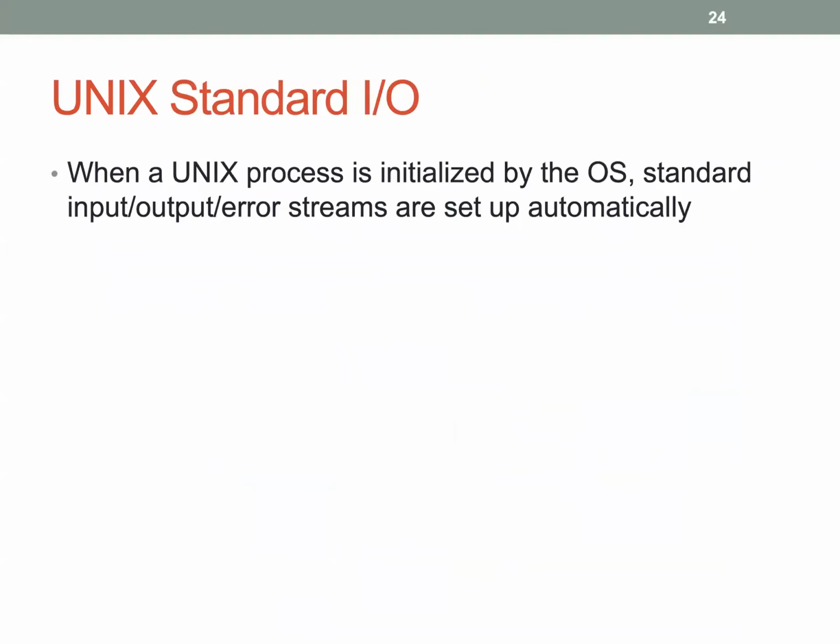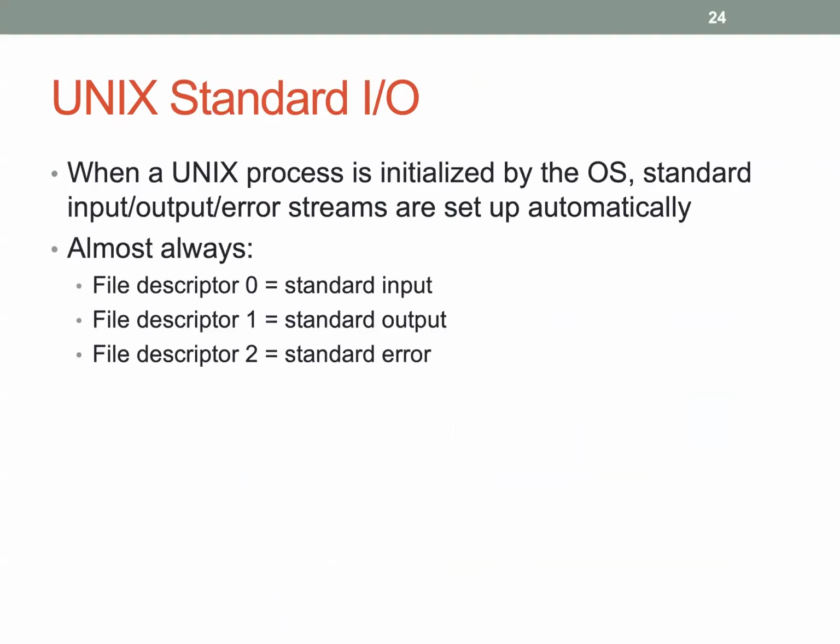Now, how do standard input, standard output, and standard error come into being? It turns out that the way Unix is implemented, there's a de facto standard that has emerged, which is that file descriptor 0 is always standard input, file descriptor 1 is always standard output, and file descriptor 2 is always standard error.